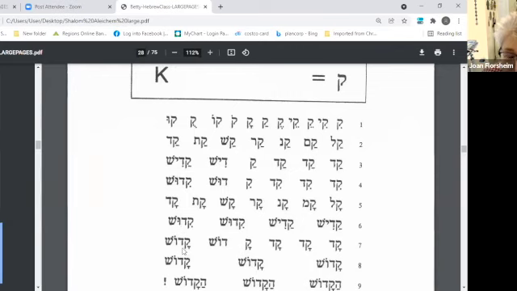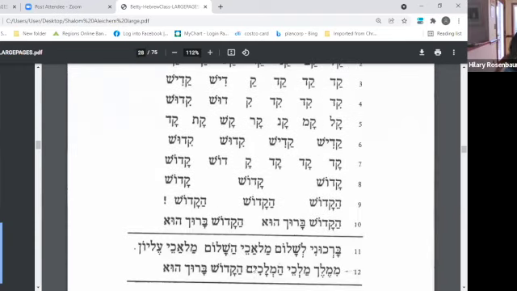What's this one? Kadosh. What's this one? Where's your pointer? Kadosh. Okay, what's this one? Hakadosh. Right? What's this one? Hakadosh Baruch Hu. Wow, ever hear that before? Yeah, once or twice, a couple of times. Okay, I want you to look now at the next two lines.